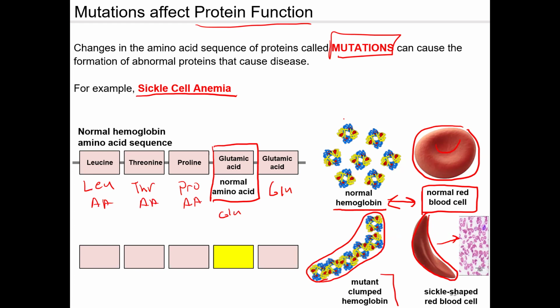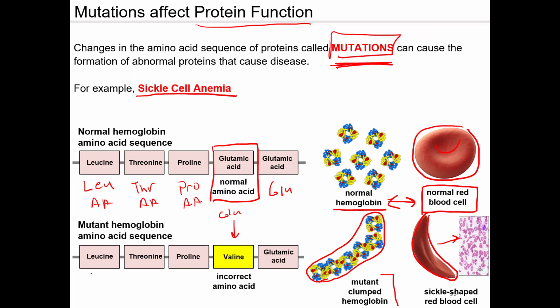And the reason why it's causing these health issues is because there's going to be a mutation. So unlike normal, where our glutamic acid here is supposed to be GLU, once we get down here, there's going to be a change in the amino acid, which is going to cause huge issues.